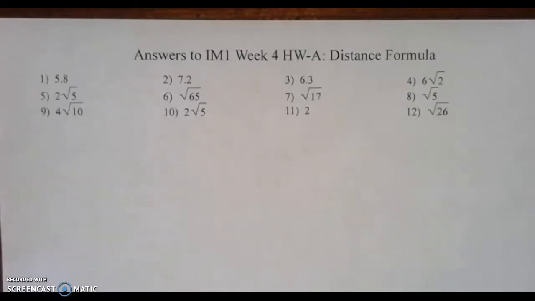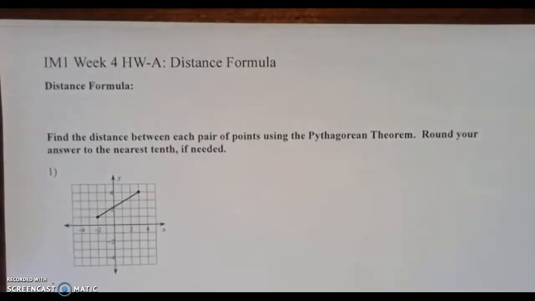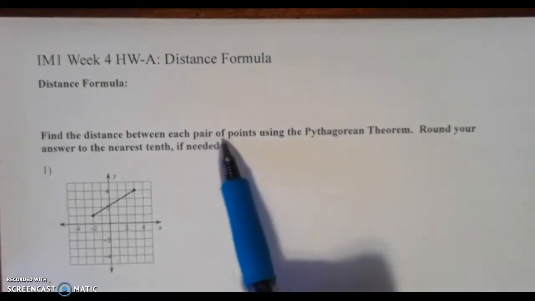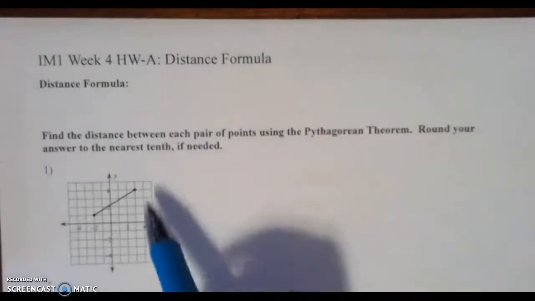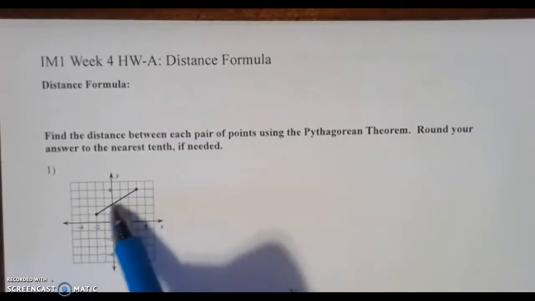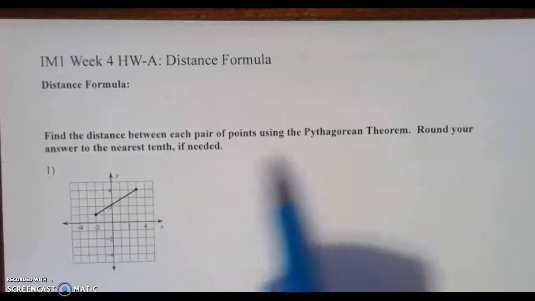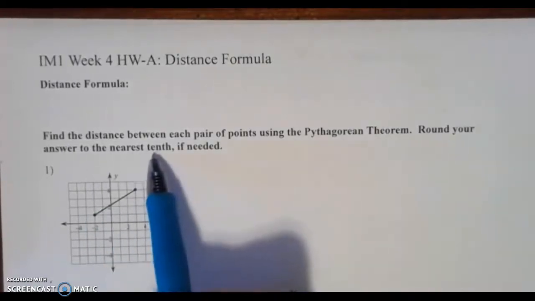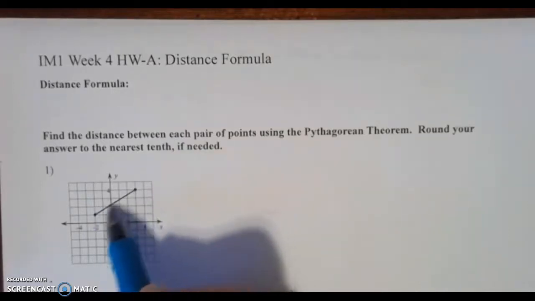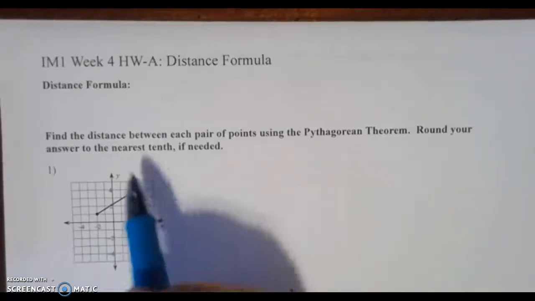So let's get started. I am going to start with the first problem. What does it mean to find the distance between each pair of points using Pythagorean theorem? You're given 2 points, 1 point here, 1 point here. We are trying to find how long this length is. It says to round your answer to the nearest tenth if needed. So let's just do that. How do we find this distance? Well, it's a Pythagorean theorem, isn't it?